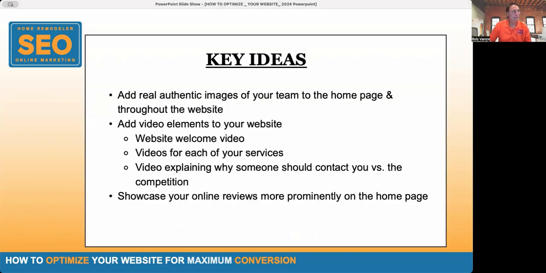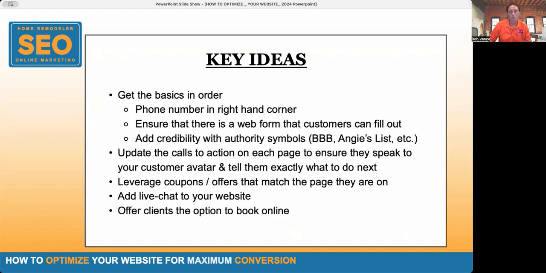And so we kind of went over the 12 critical elements to optimizing conversions on your website, being authentic with pictures, videos on your website, showcasing online reviews that are verified, as well as getting the basics in order. Click to call phone number in upper right, having a web form for customers to fill out, adding credibility to your website by use of association logos and similar. You also want to make sure you have relevant calls to action on your website to get people to call you and book that estimate, maybe even offering a discount for certain services, maybe for a seasonal offer, maybe discounts for veterans. I love doing that. I love working with veterans.